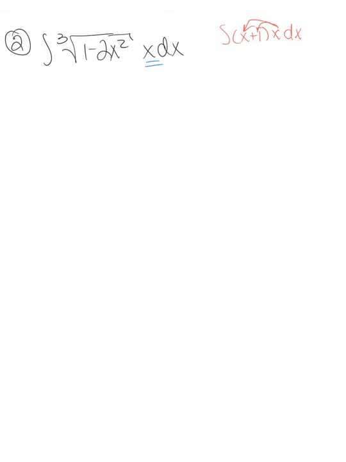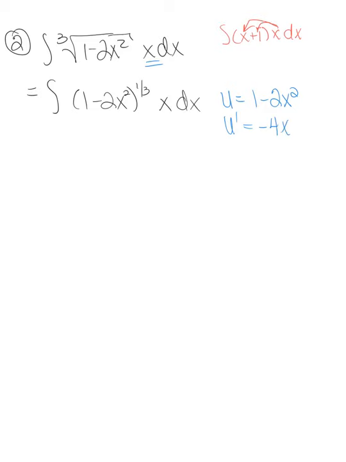But the problem with this, and let me go ahead and rewrite this, when I rewrite and see what this looks like, this is actually (1 - 2x^2)^(1/3) times x dx. And order of operations says we'd have to do the exponent before we could distribute. So there's no way to turn this into a basic rule. That means we're going to try for a u substitution. Again, I'm going to choose u to be the bigger piece, or the piece that's being raised to a power, which is 1 - 2x^2. And then the derivative for that u is going to be -4x.